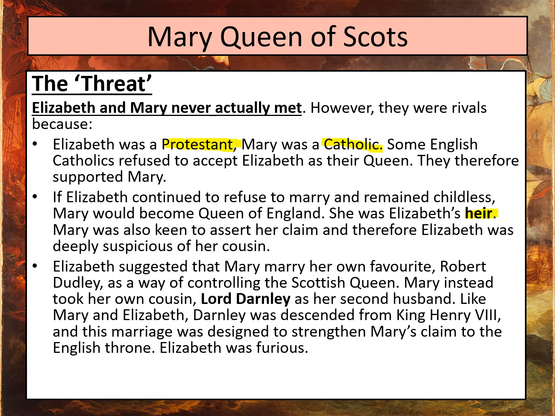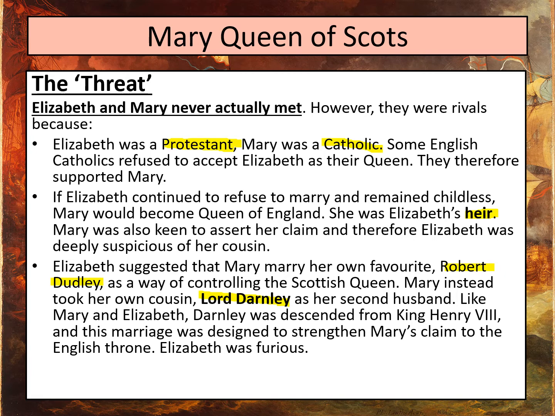In order to sort out that threat and bring Mary a little bit more under her own control, Elizabeth suggested that Mary marry Robert Dudley, who of course was someone that Elizabeth had been friends with since childhood and trusted implicitly. This would allow her to control Mary. However, when Mary returned to Scotland, she married Lord Darnley.